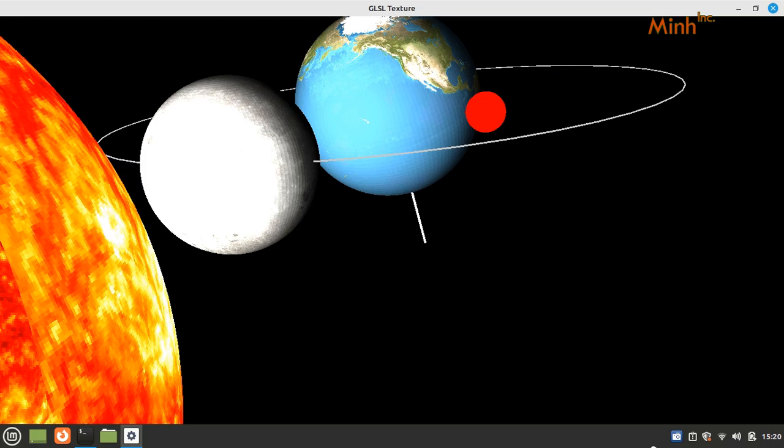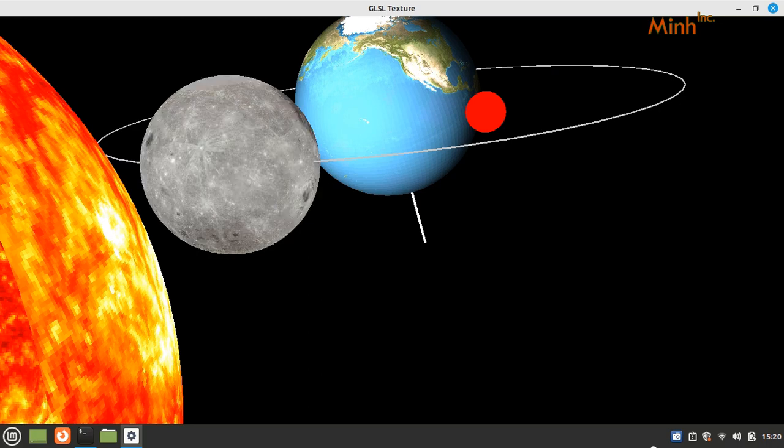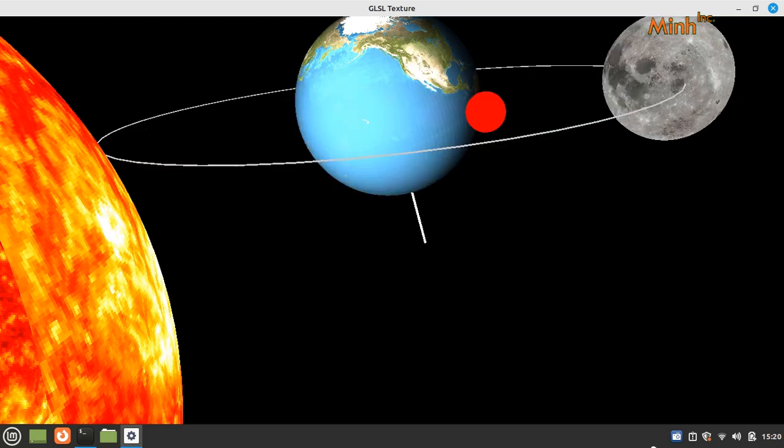Okay. So like Earth, it receives light on only half of its surface at one time. But the way it rotates around the Earth, it is able to receive light all over.